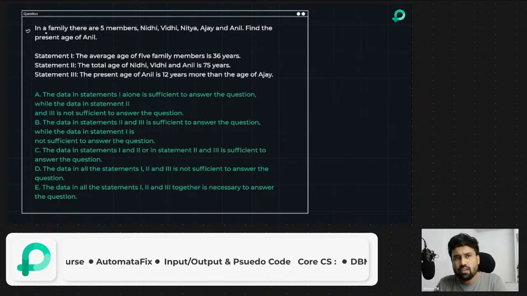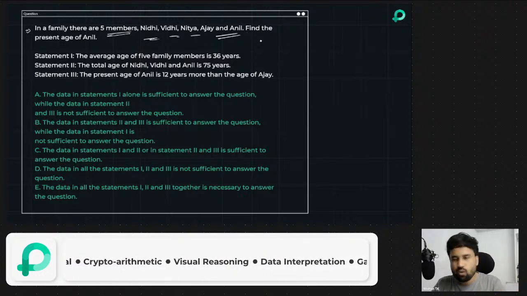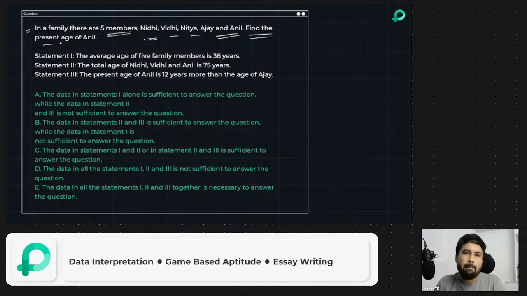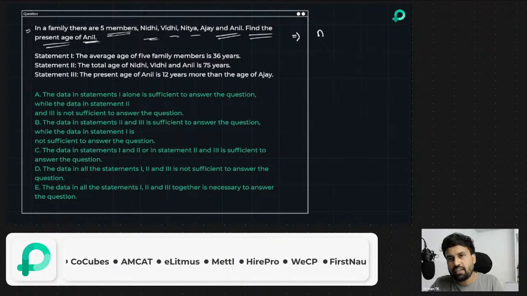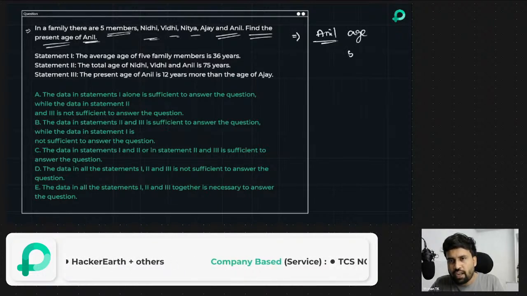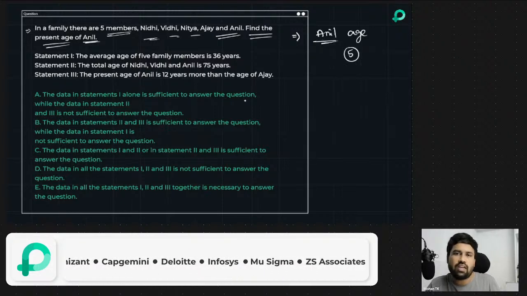Look at the question. In a family, there are 5 members. I don't even read the names. Okay, there are 5 people. Find the present age of Anil. So this is the question. We need to find Anil's age. Only if you know Anil's age will you get the answer, right?